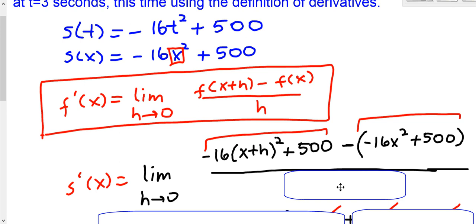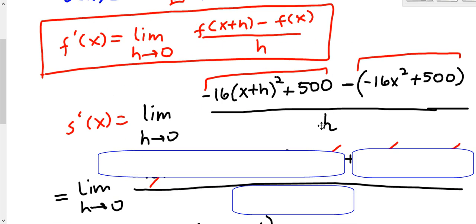Now, the rest is just algebra. We have to simplify this. So let's distribute our binomial and then distribute the negative 16. And there's going to be a lot of cancellations. So let me show you what happens when you do that.